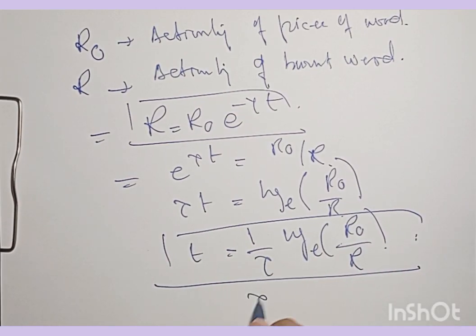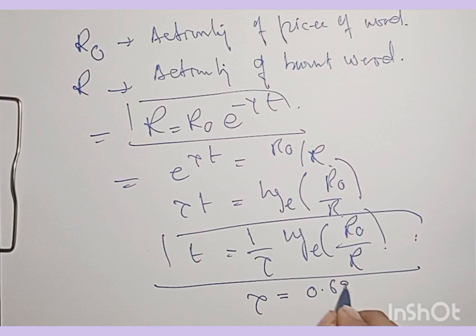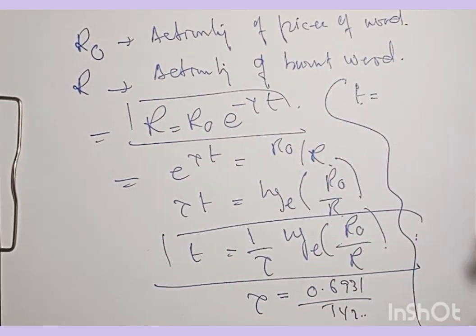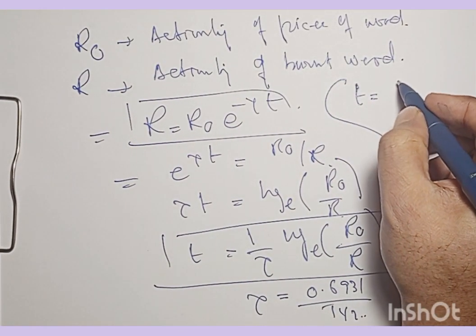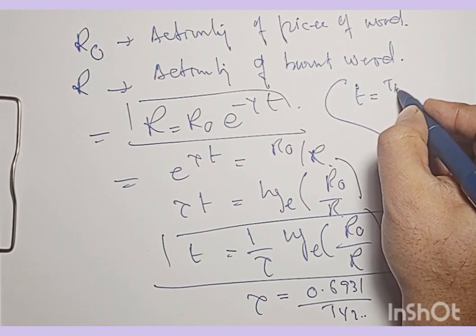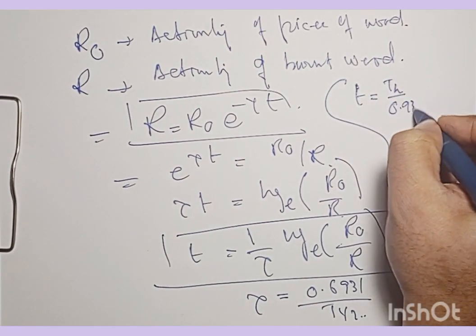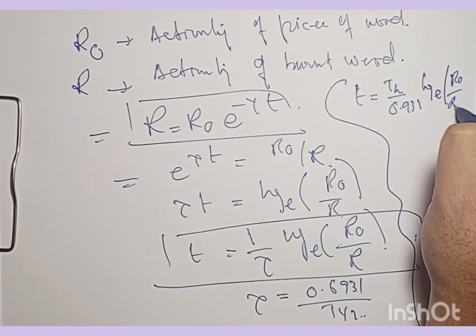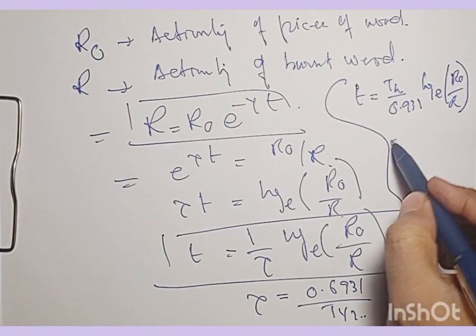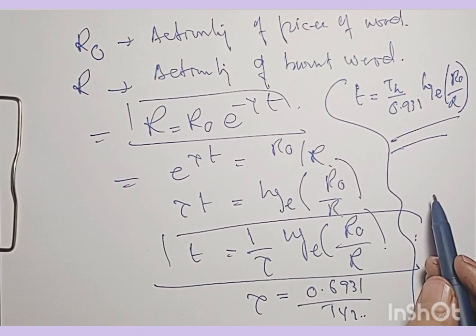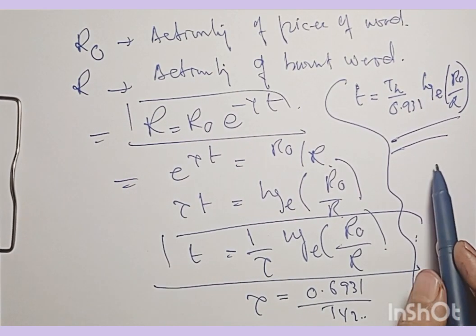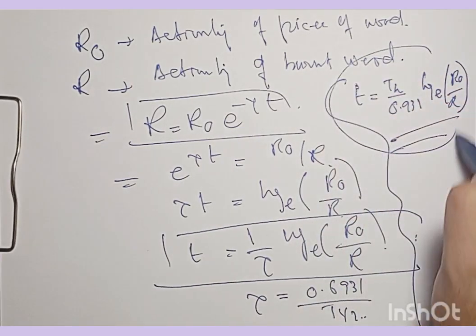So we can use lambda equal to 0.6931 by t half. So t, the age of that fossil, would be t half by 0.6931 log to the base e R0 by R. So using this simple equation, we can calculate the age of a fossil buried under earth or found on the earth. That's it.